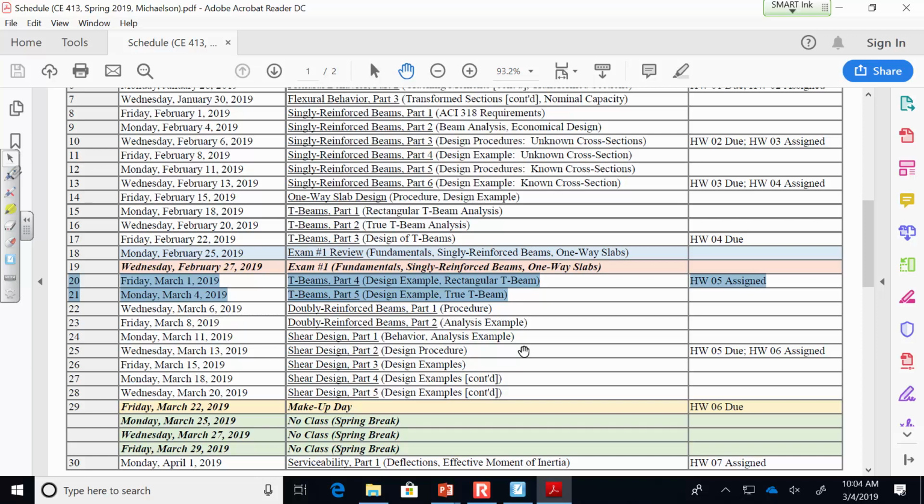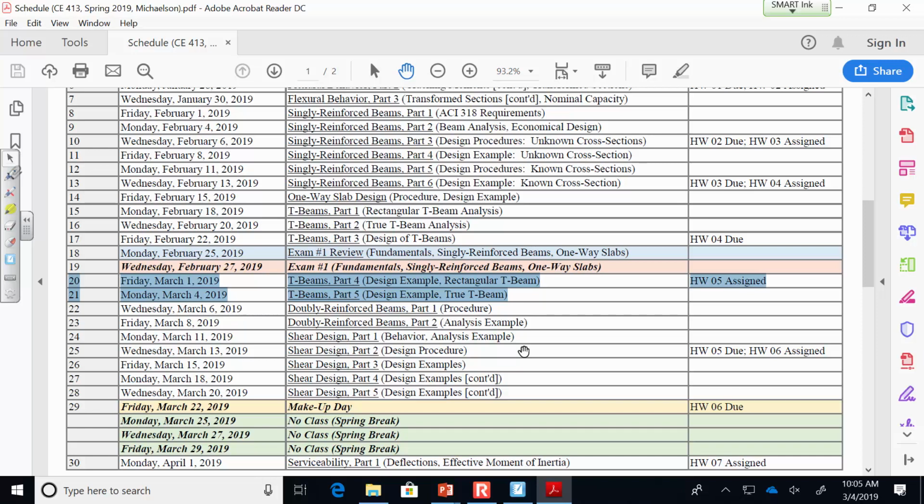I will not start serviceability until we get back. That's a whole new topic, and I don't see any value in starting it here. If we talked about serviceability, you'd forget it while you're out partying for the next 10 days, and then we'd have to discuss it again. That doesn't make any sense. We'll have to move for that to happen, so I don't want to promise something I can't deliver. But I can tell you when we're done with shear, we're done until we get back from spring break.